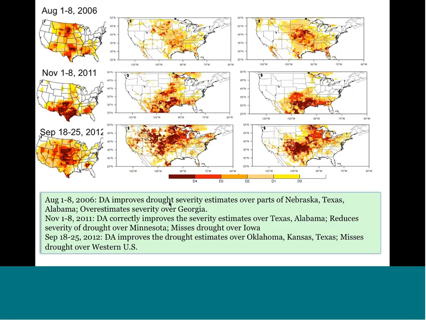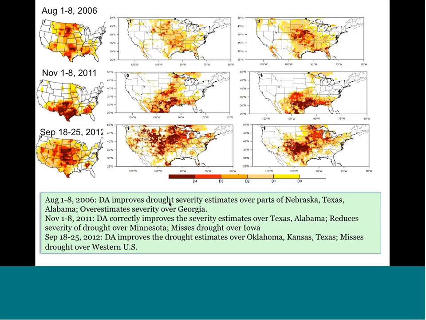Okay, and then just some case studies to give you some examples of what this looks like spatially, so you can get a better sense for it. 2006, 2011, and 2012 droughts, and on the left is no terrestrial water storage assimilation.